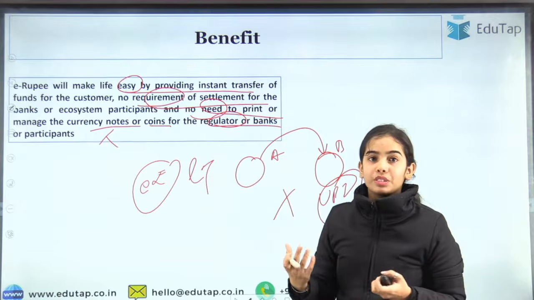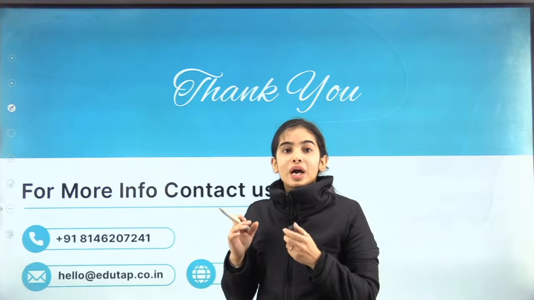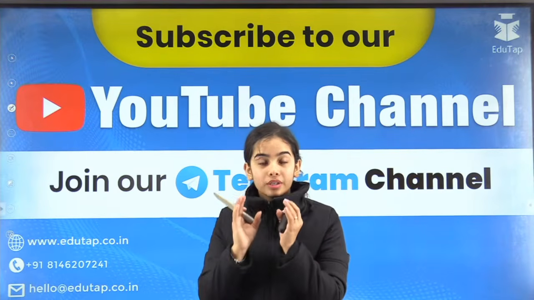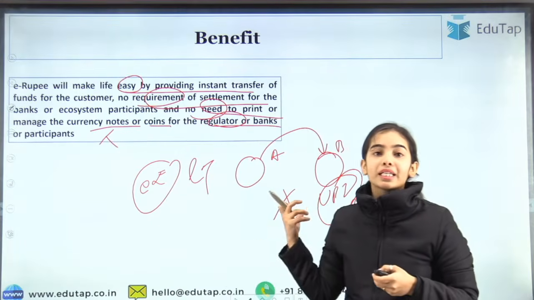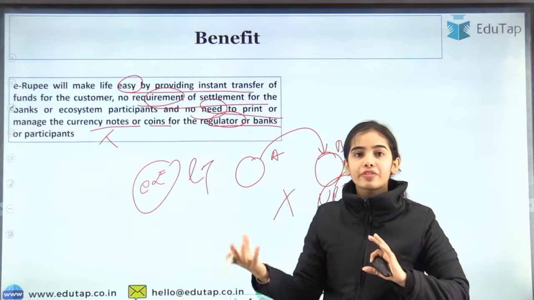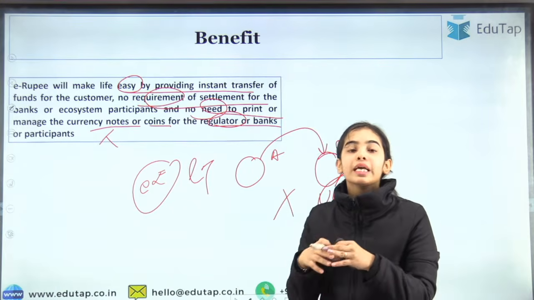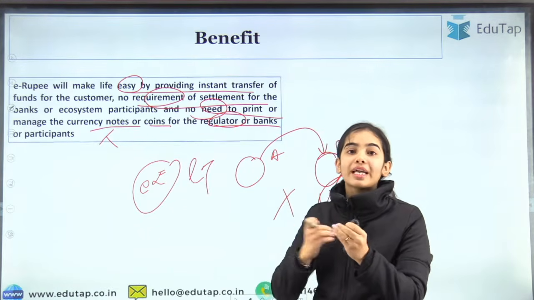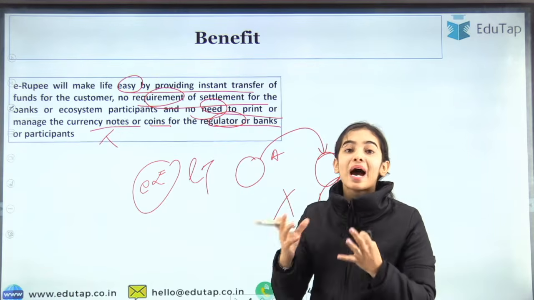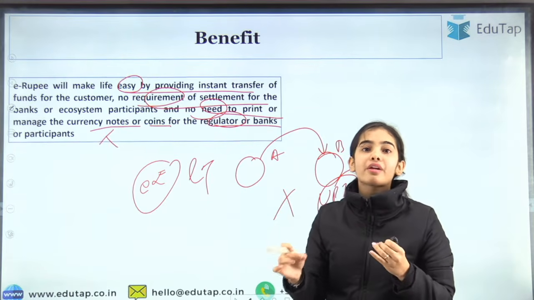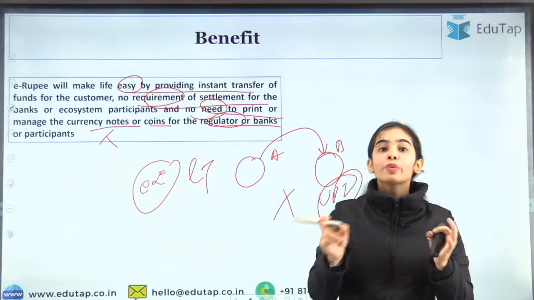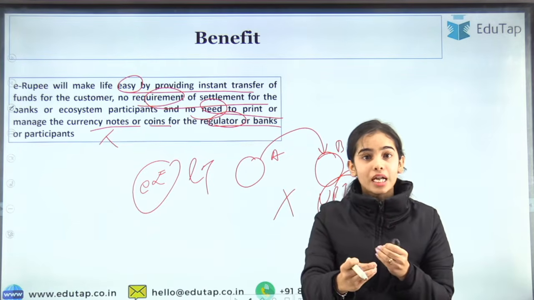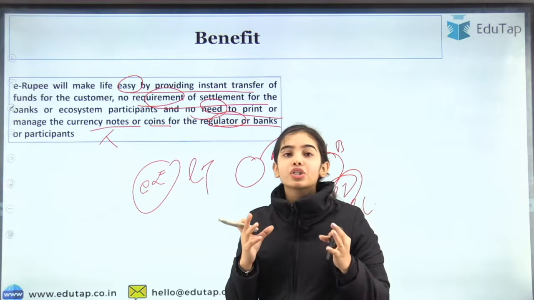so there need not be cash currency notes or coins for the regulator or the bank participants. Okay, so I hope you have understood the topic very well. You have understood the difference between the e-Rupee and the UPI. They both are different things. The UPI is the infrastructure. It is the platform that provides you the transactions where the banks are involved for every transaction that you are doing. In the e-Rupee, there is no involvement of the banks for the transactions that you do. So that will be a major thing.